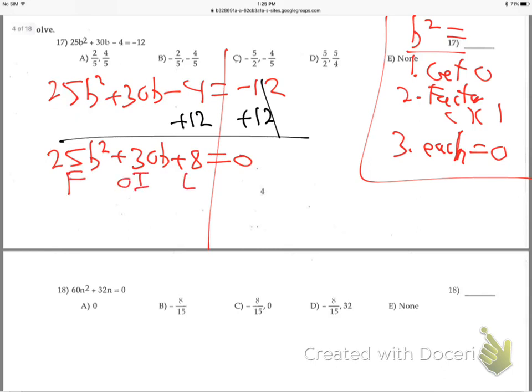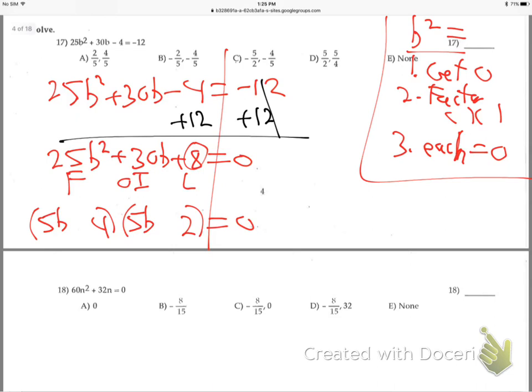This is FOIL. There's nothing in common. 5 goes into 25, but doesn't go into 8. So factor: 5b, 5b. Front times front to be front. Good. 5 times 5 is 25. What times what is 8? Well, 4 and 2, or 2 and 4. Doesn't matter. They're both with a 5.